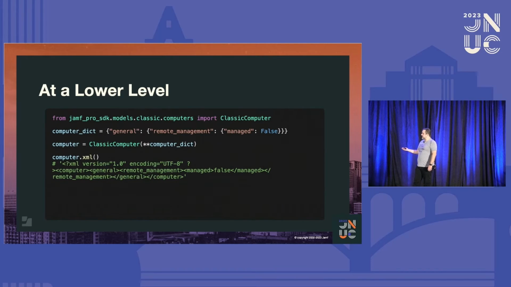The interface for the classic computer model contains a built-in method to generate an XML string. So if you don't want to work with Python's existing libraries for generating XML, you can leverage the model. You just create what you're going to do as a dictionary, and then you pass that into the model, and you can call the XML method, and it'll generate the XML string for you. Or you don't have to actually generate the XML string first unless you're testing and validating. You can just pass the model in, and the method will take care of the XML conversion for you.